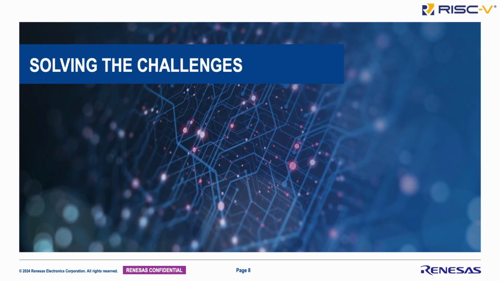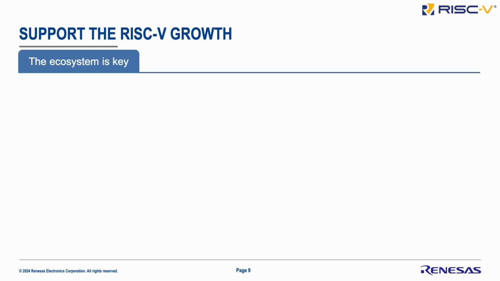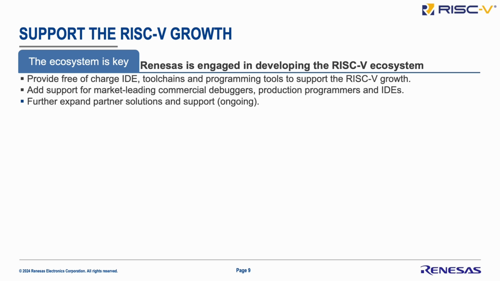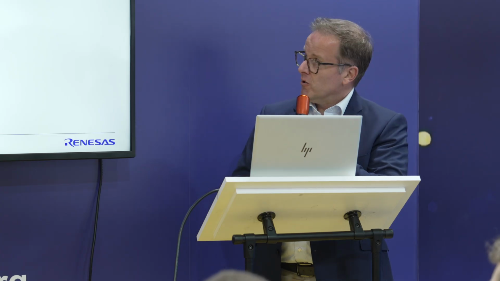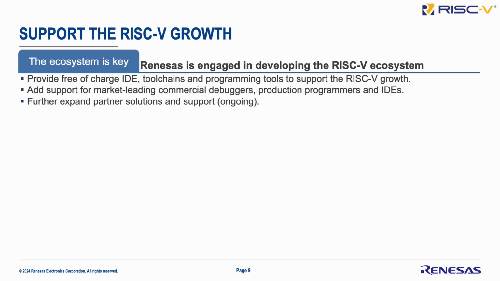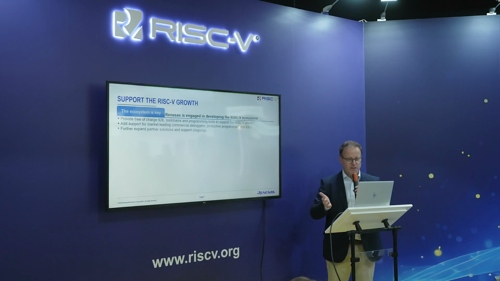Now let's look at how we can solve these challenges. To support the RISC-V growth, we said the ecosystem is key. And in this case, Renesas is very well engaged in developing the RISC-V ecosystem. So we provide a free-of-charge development environment with integrated tool chains and also programming tools to support your application development. We also added support for commercial development environments, debuggers, and production programmers, and we have in our roadmap further expansion of this solution. So the chance that your developer environment of choice will be supported is even higher.